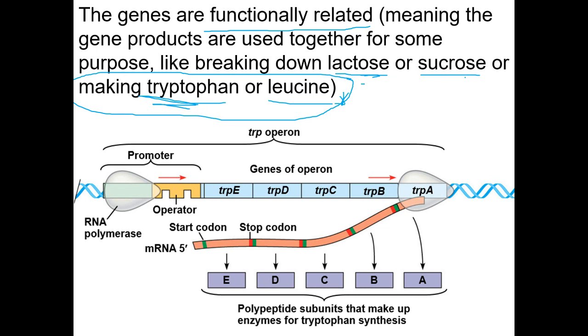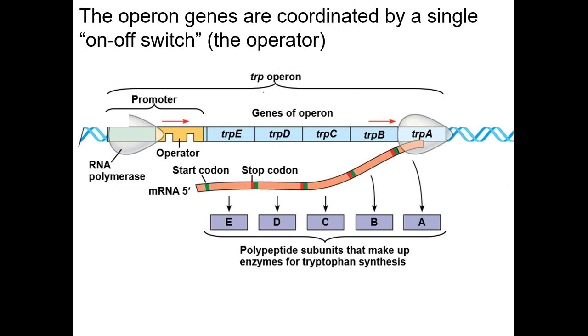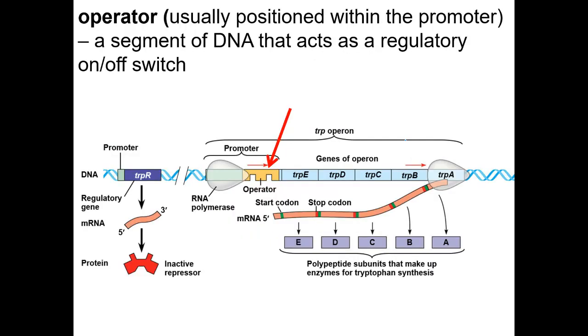So these genes right here, they're functionally related, meaning they're needed to work together in order to do something, in this case to produce tryptophan, which is just one random amino acid. Okay, so the operon genes are coordinated by a single on-off switch. The on-off switch is this, the operator. If that operator is blocked, you can't do any transcription of these genes. If the operator is open, meaning not blocked, then you can go ahead and transcribe all of these genes and make your proteins.